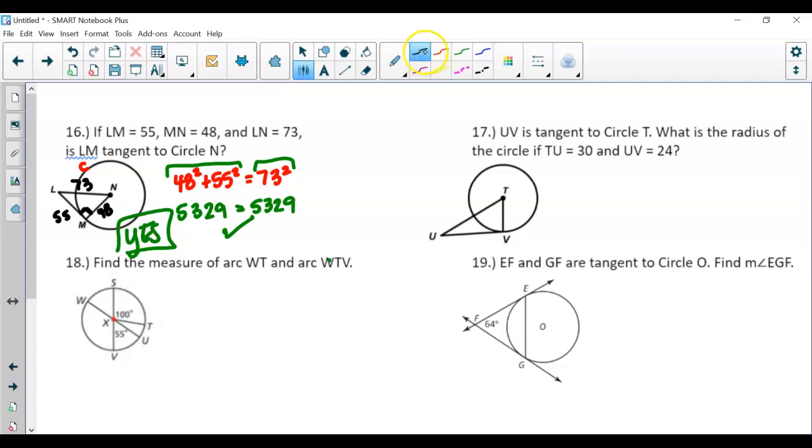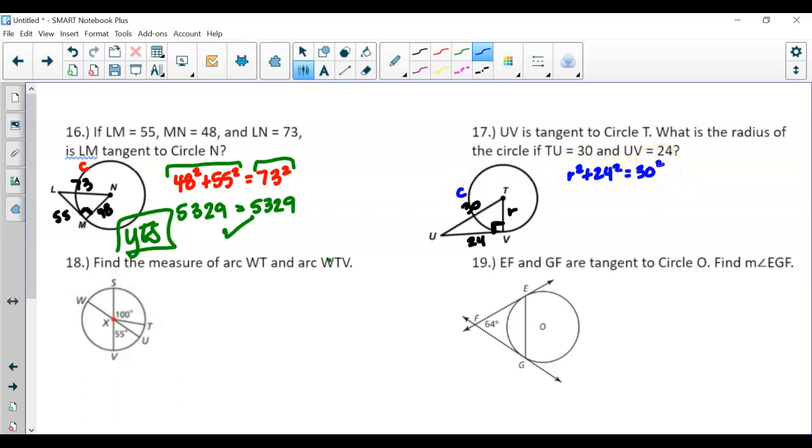Now, number 17, UV is tangent to circle T. So this with the radius TV is perpendicular. What is the radius of the circle? So we're looking for R, TV. TU is 30 and UV is 24. So again, here, notice how 30 is your C. So R squared plus 24 squared is equal to 30 squared.